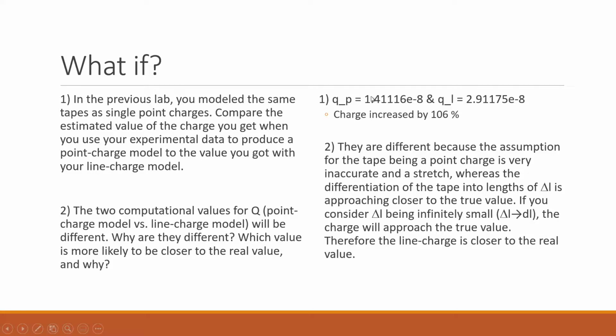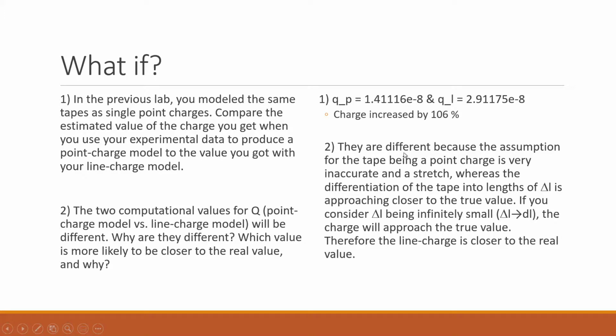The point charge value of the tape was 1.4 times 10 to the negative 8th coulombs, and the line charge value was 2.9 times 10 to the negative 8th. The increase was 106%, which is quite a fair amount. We are off by a factor of 10 to the 2. The two computational values for the charge, the point charge versus the line charge, will be different.